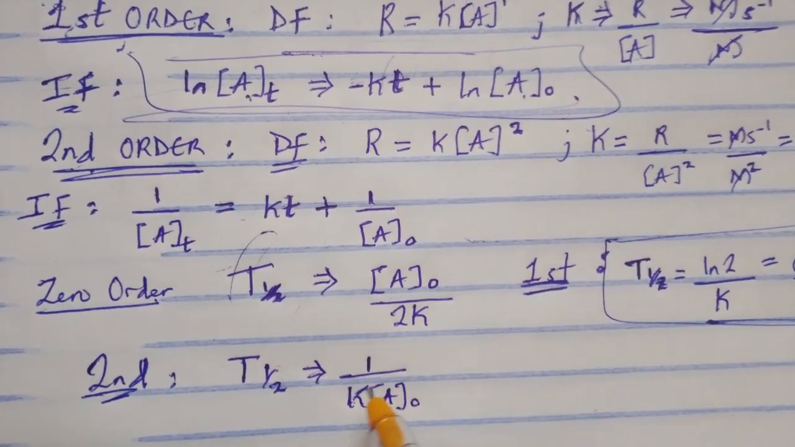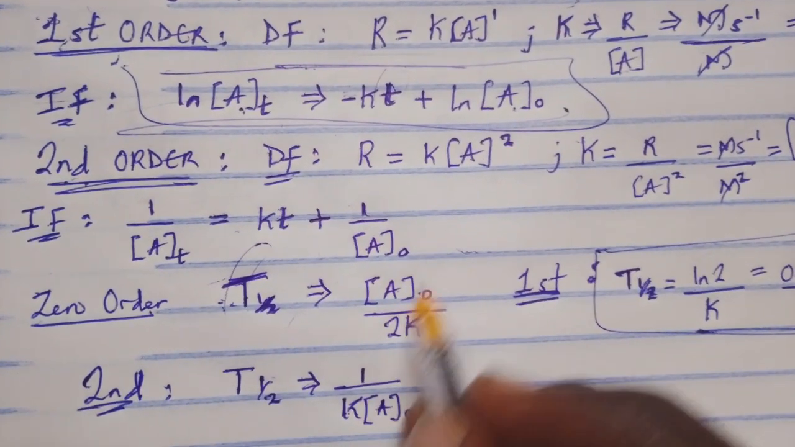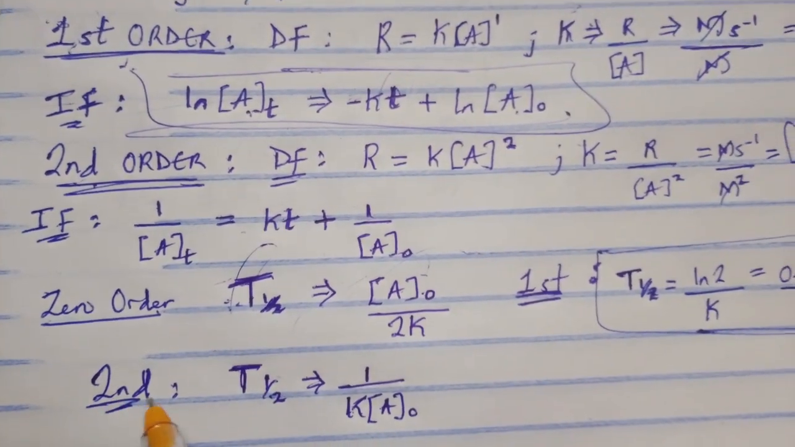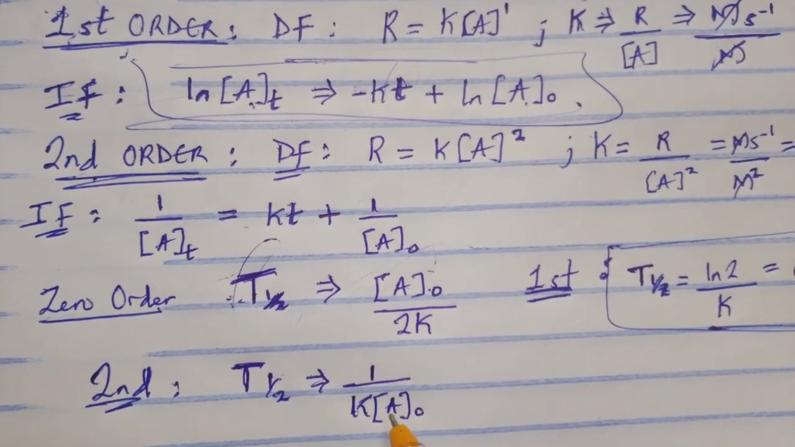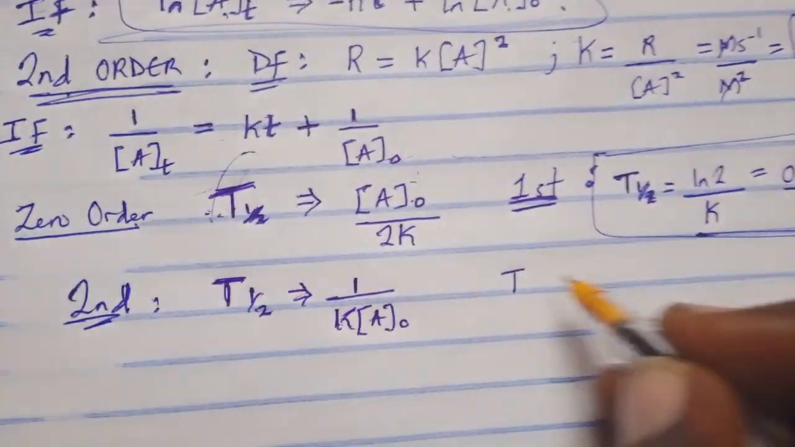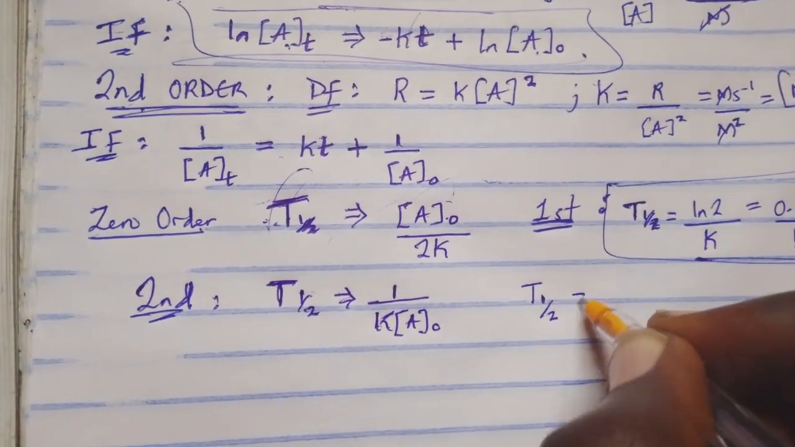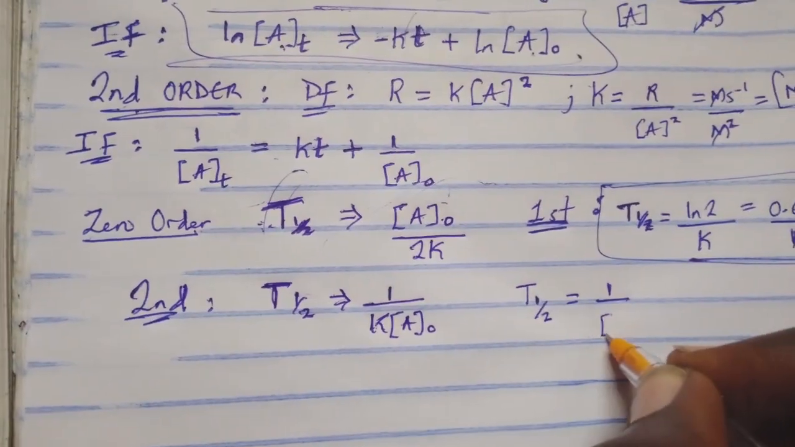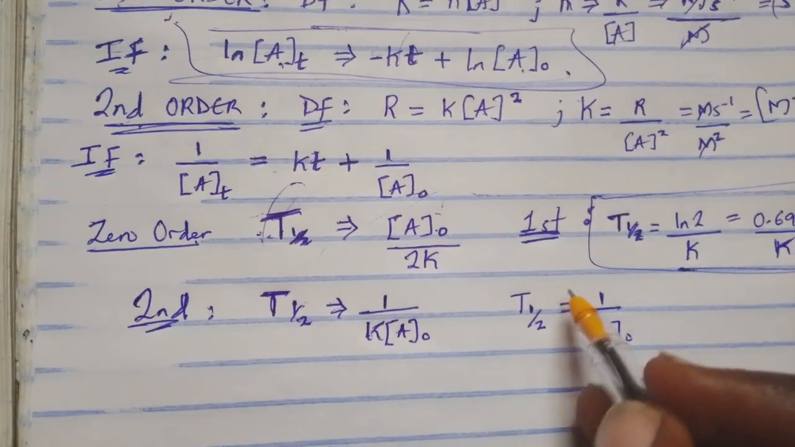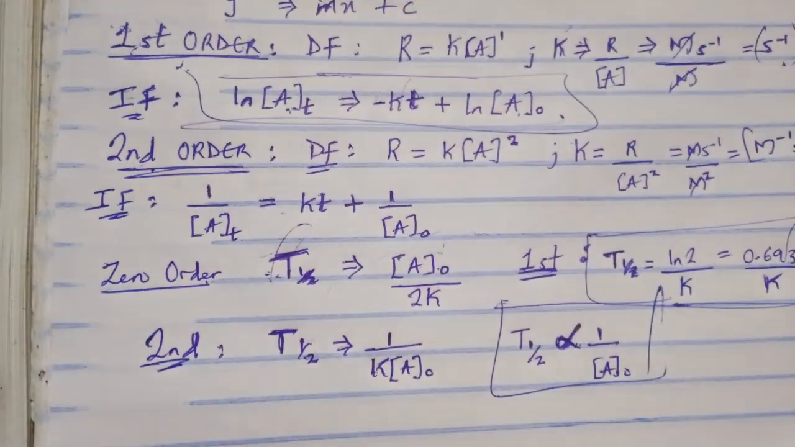The half-life of zero order is directly proportional to the initial concentration of the reactant, but for the second order, it also depends on the concentration of the reactant, but their relationship is inverse. Just saying half-life equals 1 over A naught, when we make K constant, we ignore K. So their relationship is inversely related. These are the key things we should note.